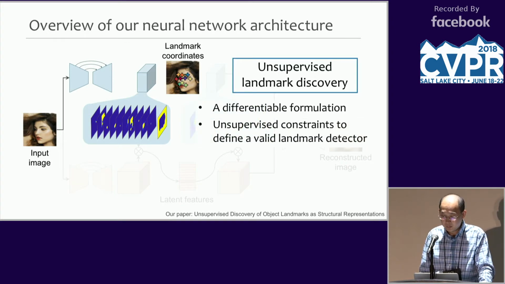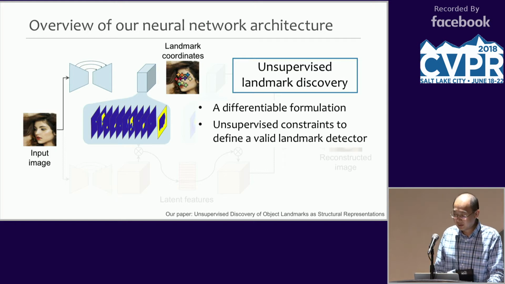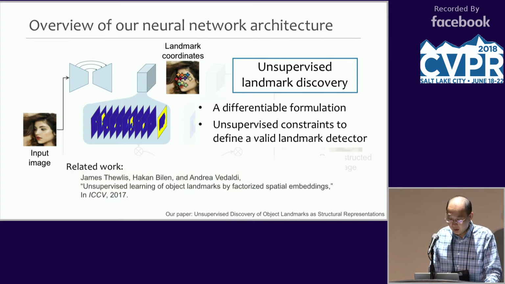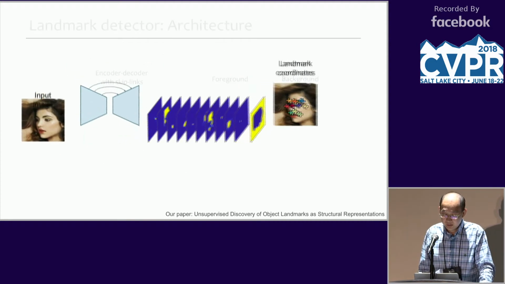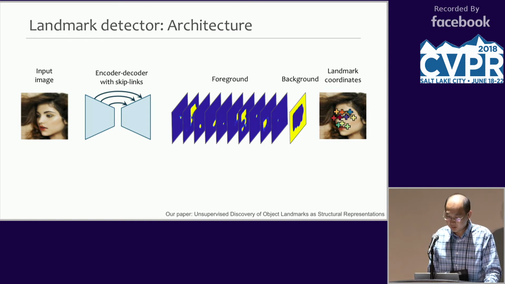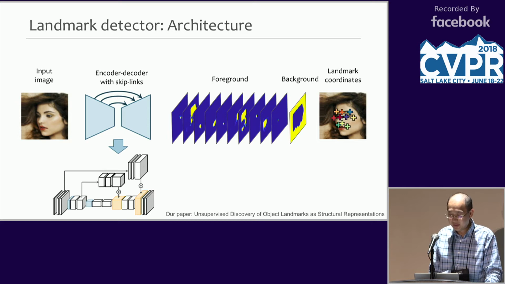Let's nail down to the model for unsupervised landmark discovery. The key components are the differentiable formulation and the unsupervised constraints to define a valid landmark detector. Our model is inspired by Singh et al.'s study, but their formulation is not differentiable. Similar to a one-shot object detector, our landmark discovery module uses a convolutional neural network to get a detection heat map. The network has an encoder-decoder architecture with skip links.